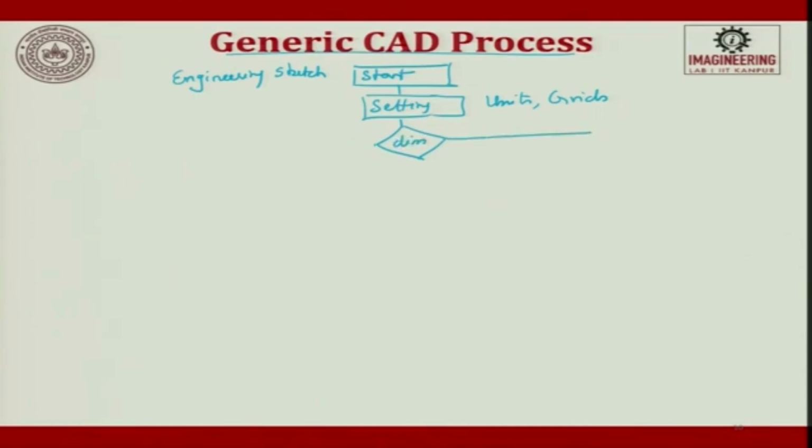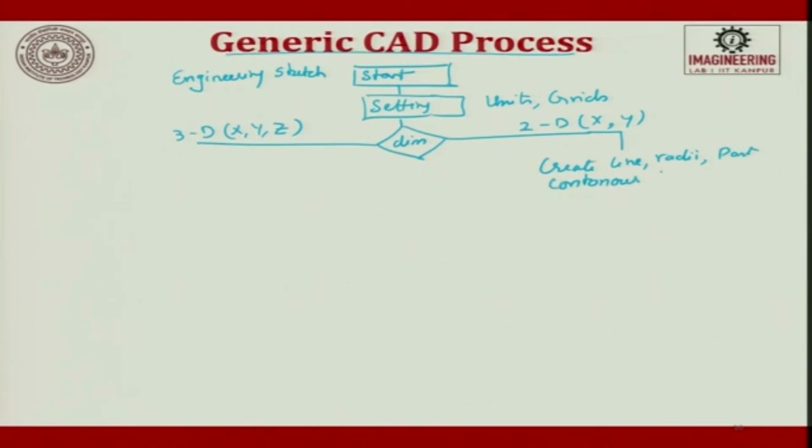Then it can be divided into two parts. This is 2D, that means x and y information. Here it is going to be 3D, where we give x, y and z information. Then we try to create in 2 dimensions, x and y. We try to create line, radii, part contour, and we also give chamfer. Okay. So, all these things are done here.